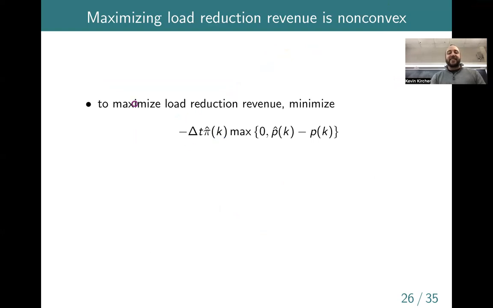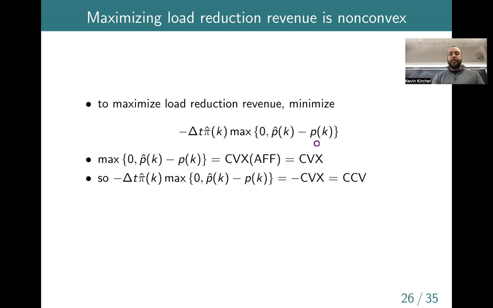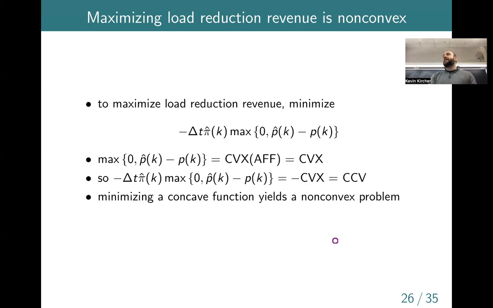Anyway, to maximize the revenue from one of these demand response or load reduction programs, you basically want to minimize the negative of the revenue. So that's just delta T times our price times the max of 0 and our load reduction. The max function is convex, so convex of affine is convex. And then we're taking a negative multiple of that thing, and negative convex is concave. So we're trying to minimize a concave function, which is not something that's permitted in our convex programming framework.